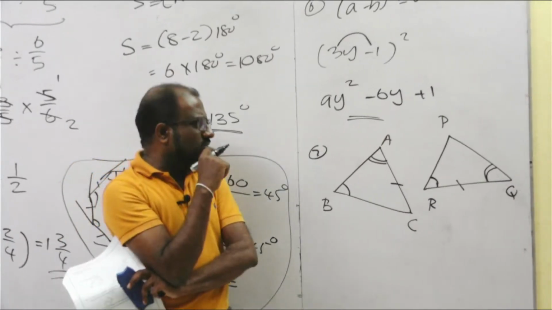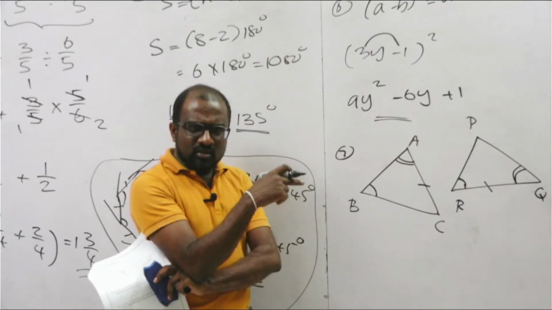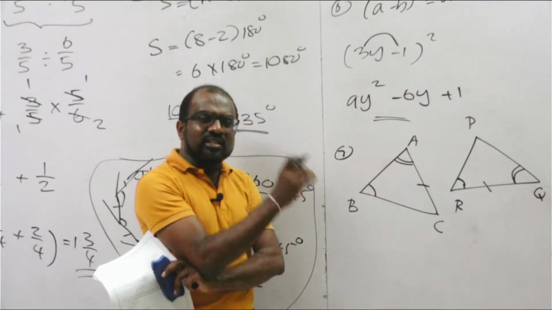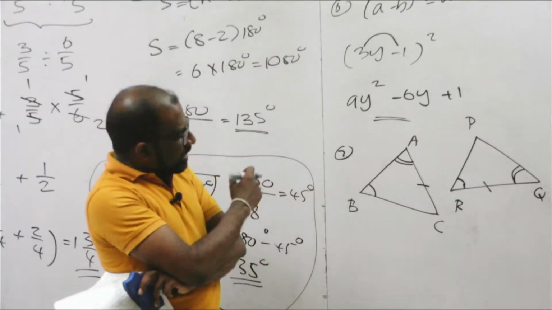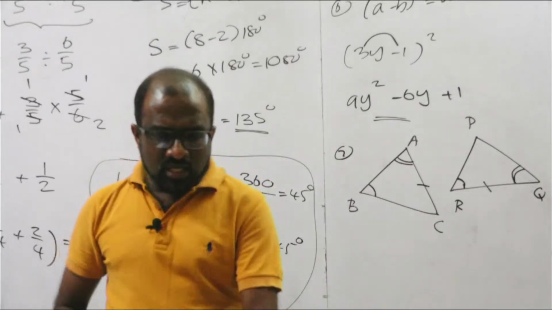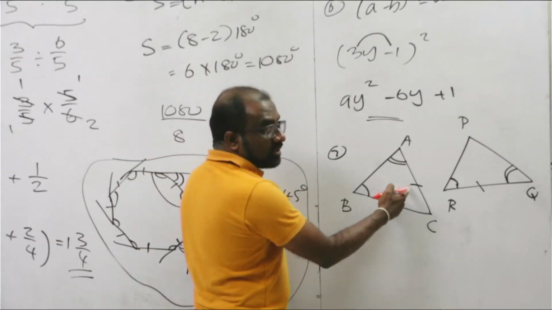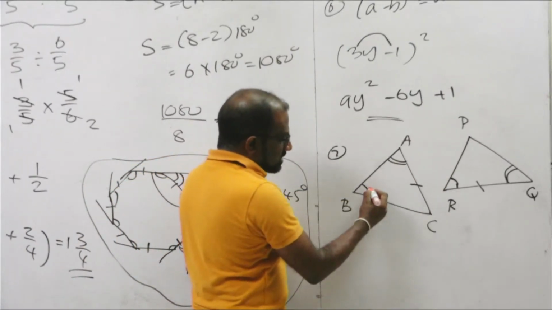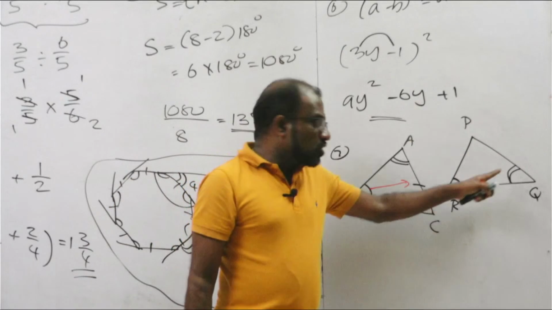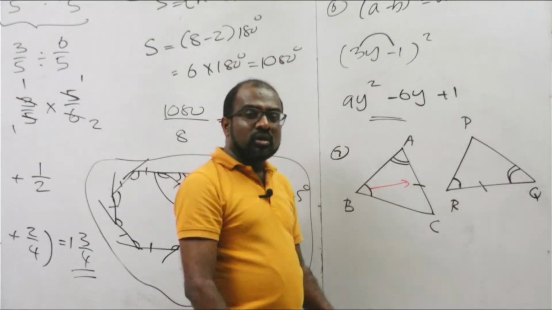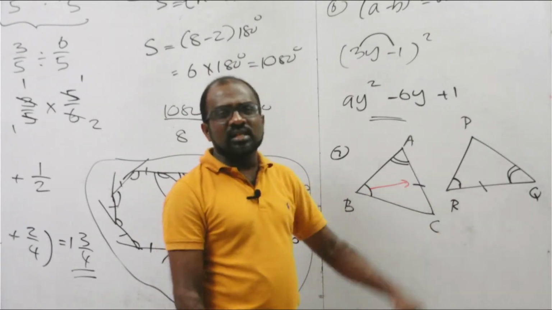What do you understand by corresponding? Corresponding means the equal side should be located in the same manner, the same way. You can check whether they are located in the same way. Here this side AC is facing angle ABC, right? Here the equal side is located as the included side between the two angles. So these are not corresponding sides.